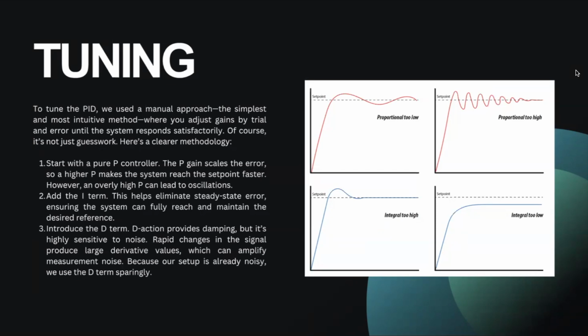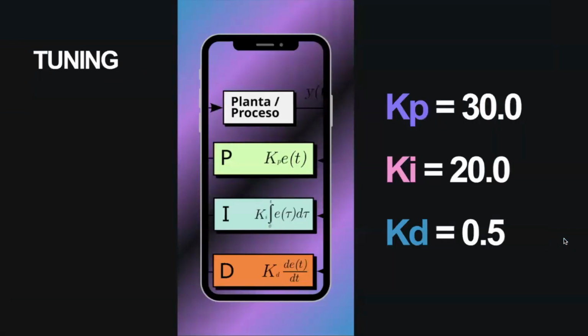Then when we got a desirable or acceptable P gain, we went to the I gain. This helped us eliminate steady-state error, ensuring the system can fully reach its desired outcome. And then we use the D gain sparingly, since the system already has its own kind of damping, but the D gain allowed us to attenuate the oscillations made by the P gain, so rapid changes could be less aggressive. And so at the end, we got these 3 gains: Kp, the proportional constant, at 30, the integral constant at 20, and the derivative constant at 0.5.